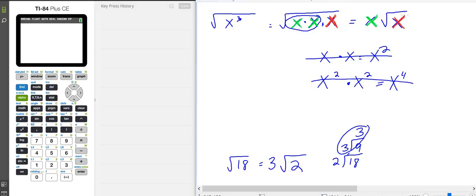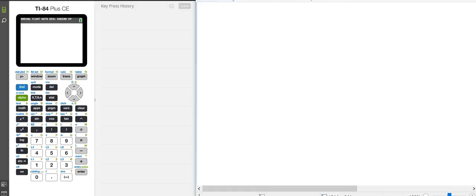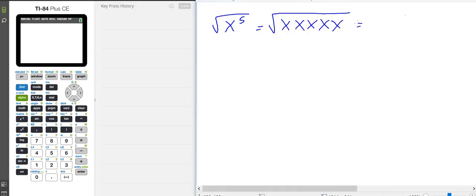Let's try another example with an odd exponent. Let's say we have the square root of x to the fifth. What this really is, x times x times x times x times x. And we're going to put it in simplest radical form. Since it's an odd exponent, we know that it's not a perfect square. We're going to circle our doubles, one double, two doubles.